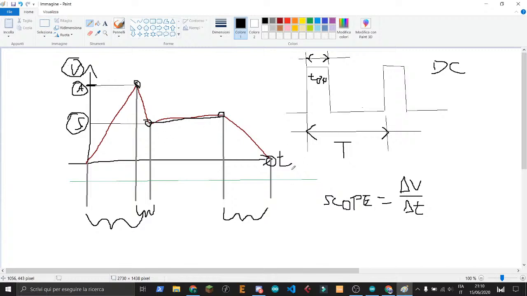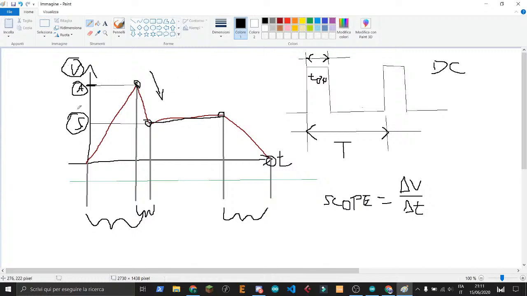Nope, it's not S minus 0. Wait a minute. Let me see. I messed up. Because we actually need to do the inverse here. It's S minus A and 0 minus S for respectively decay and release, because those are going down and the slope should be negative.